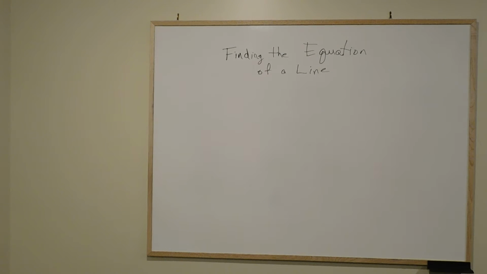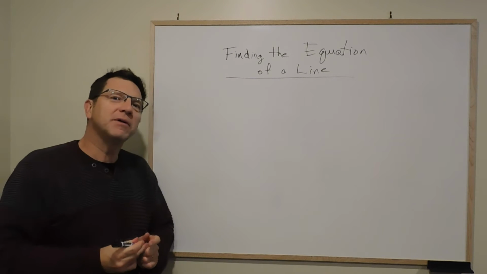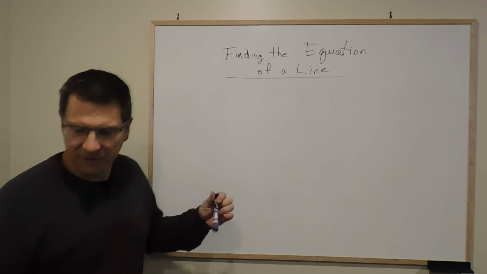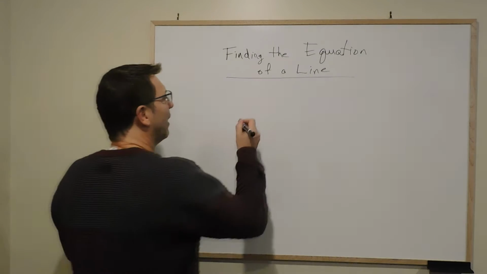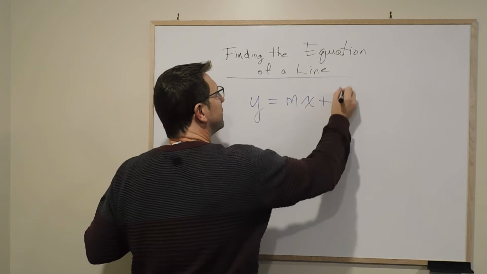All right, finding the equation of a line. Here we go, finding the equation of y. Okay, well, what we start with is a general equation. The general equation we're going to start with here is y equals mx plus b.